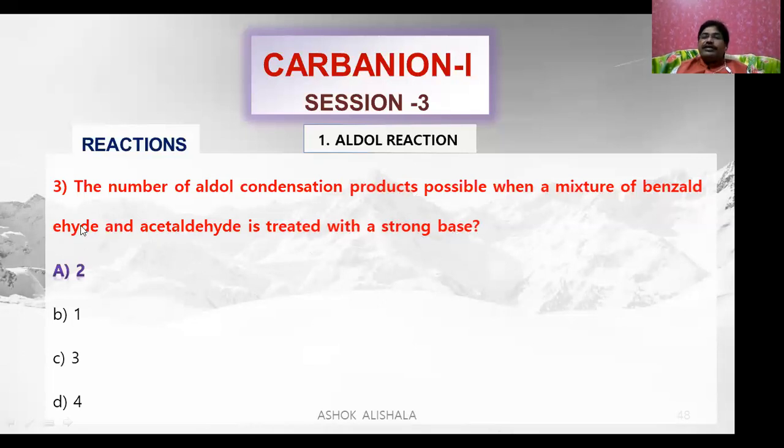Acetaldehyde and benzaldehyde react to form one compound, and acetaldehyde alone reacts to form one further compound. Benzaldehyde does not have any alpha hydrogen, so self condensation is not possible. If it is a weak base and acetaldehyde is slowly added to the benzaldehyde during the reaction, you will get one compound. But if you use a strong base, you will get two compounds.